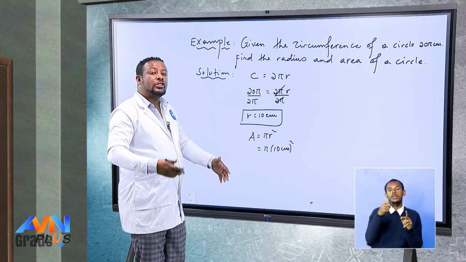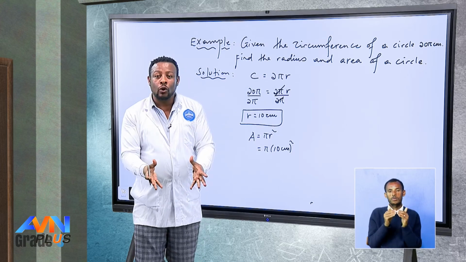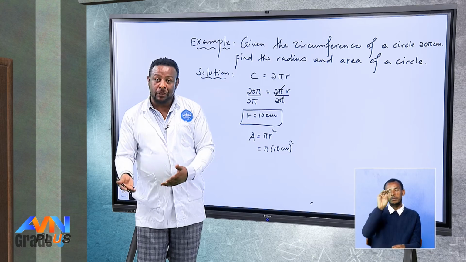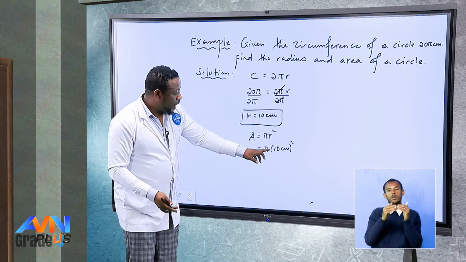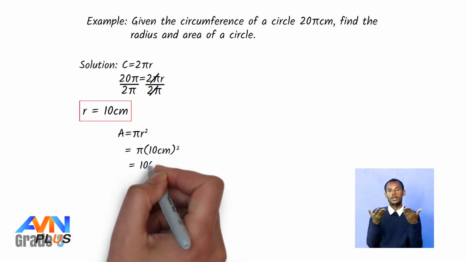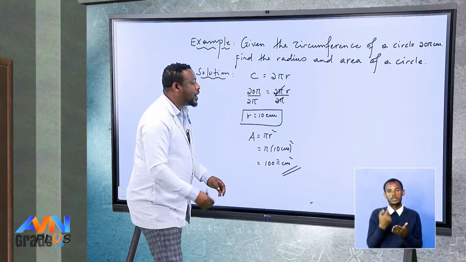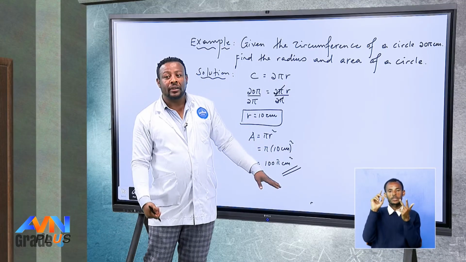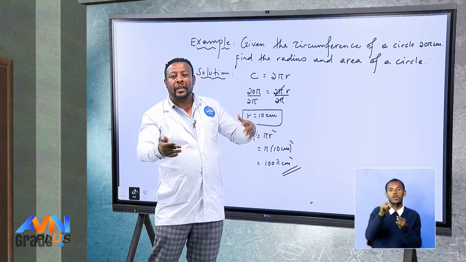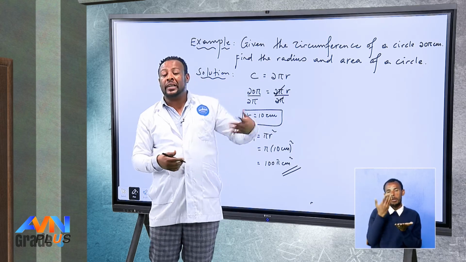10 centimeter square means 10 centimeter times 10 centimeter. As you all know, 10 times 10 is 100, and centimeter by centimeter is centimeter square. So we have pi, and the product becomes 100 pi centimeter square. So this is the required answer for the second part, right? This way you can calculate the circumference, the area, or sometimes you may be asked to find the radius, right?